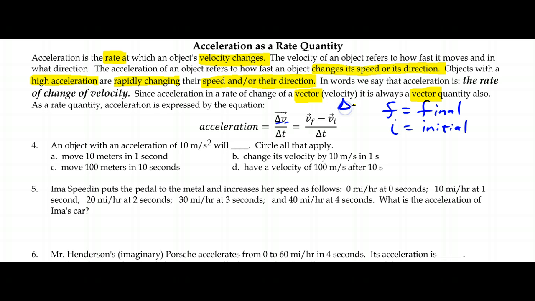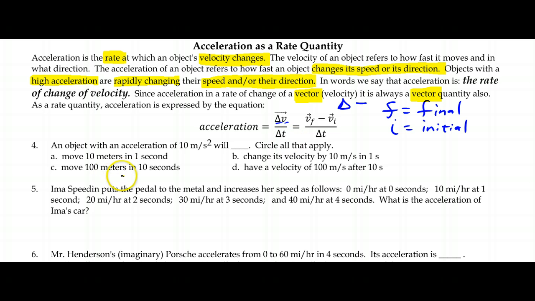Delta essentially means mathematically difference. So difference is to subtract. So we're going to take the final velocity minus the initial velocity. And it's always in that order if we're trying to keep an appropriate track of direction.